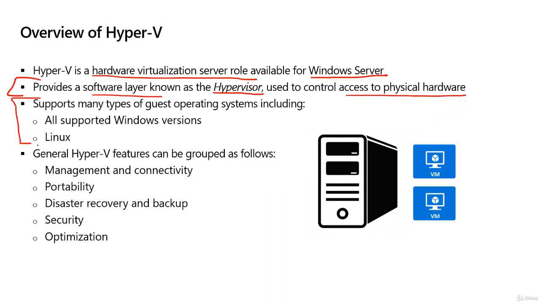Nearly any operating system can be run. You can run Windows operating systems. Now, when I say supported operating systems here, what we mean is, you could install Windows 2000 and it would run as a virtual machine, but that is not an operating system that Microsoft offers support for. So you could install it and it would run, but if you had an issue with that operating system or that virtual machine, Microsoft no longer supports that operating system. So that's all I mean by the supported Windows versions.